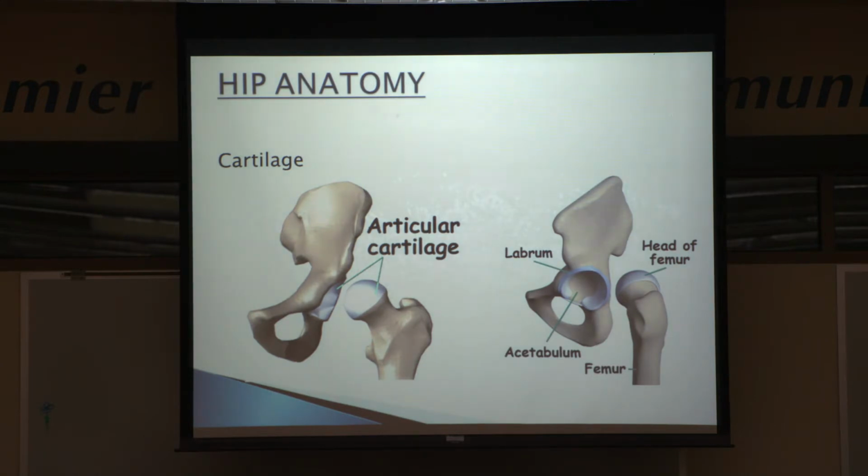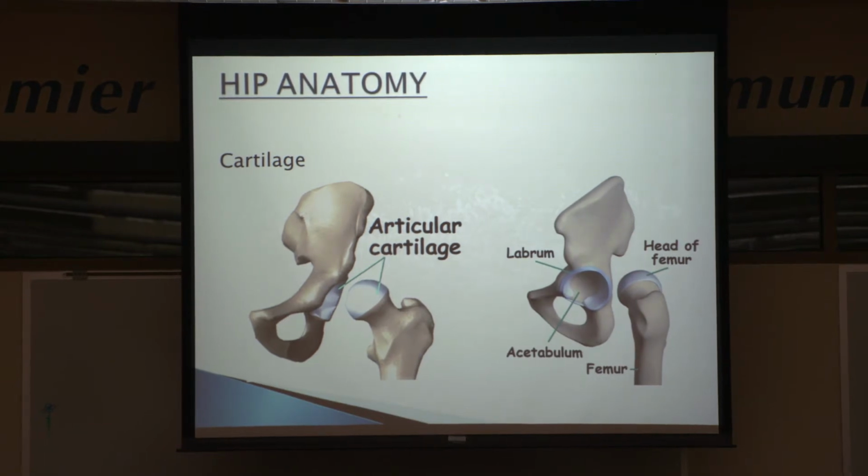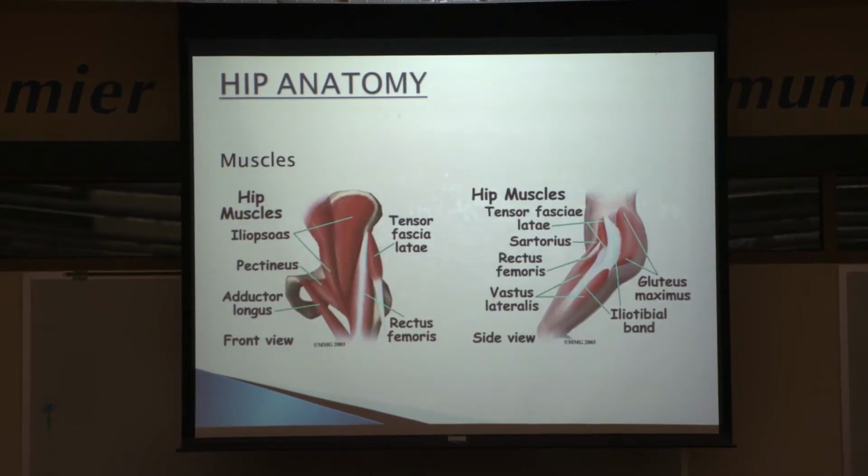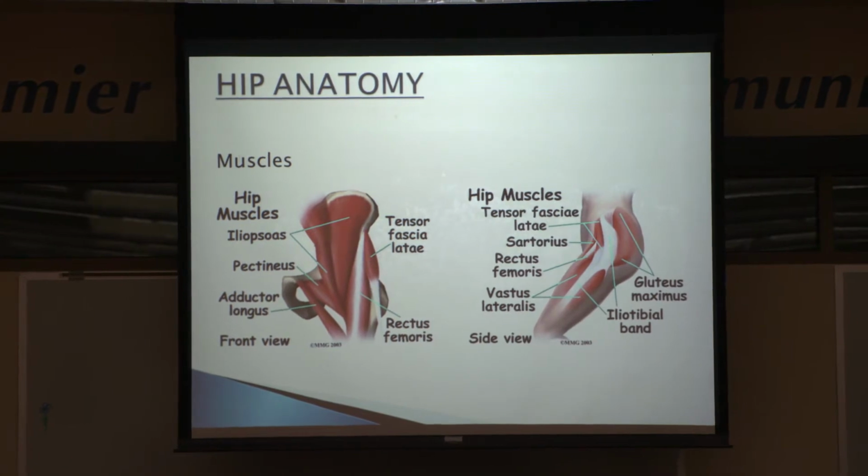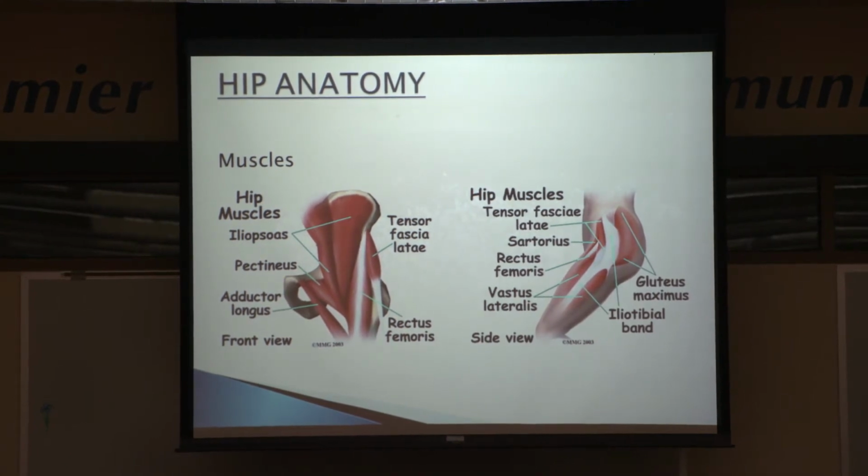The hip has another layer of cartilage around the socket called the labrum. And that's a little bit different. It's kind of a more rubbery type of cartilage that has some ligaments that attach to it. Muscles that might be associated with hip pain: deep in the front, the hip flexor is the iliopsoas.